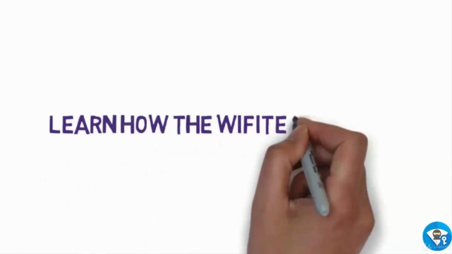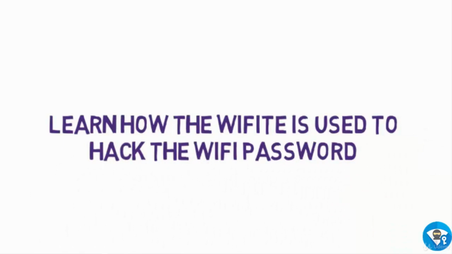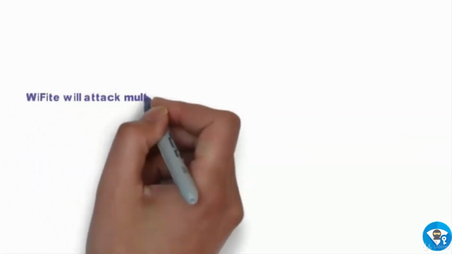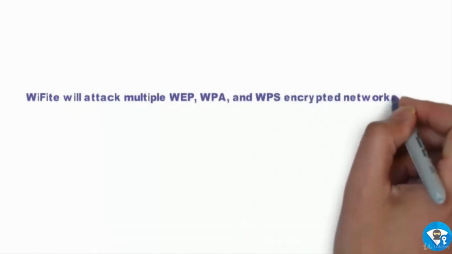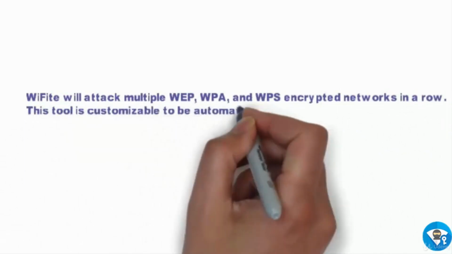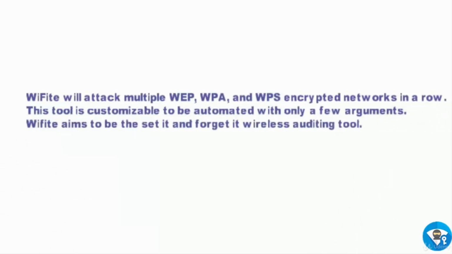Welcome. In this video we are going to learn how Wifite is used to hack a Wi-Fi password. Wifite will attack multiple WEP, WPA and WPS encrypted networks in a row. This tool is customizable to be automated with only a few arguments. Wifite aims to be the set it and forget it wireless auditing tool.